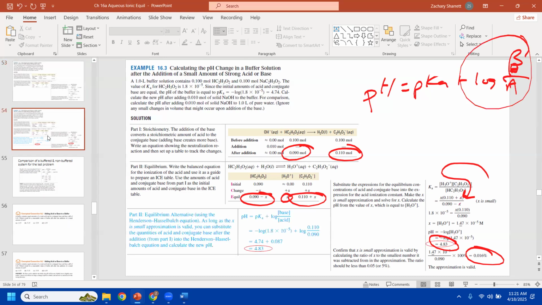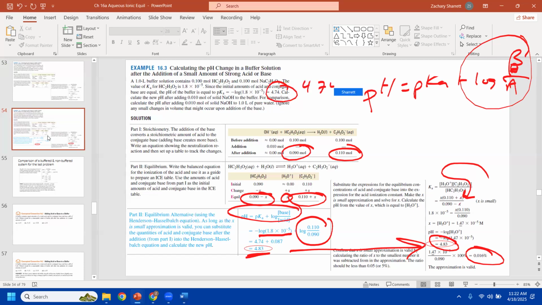Is this equation difficult to use? No, it's not. Here's the equation. To find the pKa, we take the negative log of the Ka. We take the log of 0.11 over 0.09, right? We plug that in. We get 4.83. Same value we got on the ice table. Everybody see that? What did we say was the original pH of the solution? 4.74.